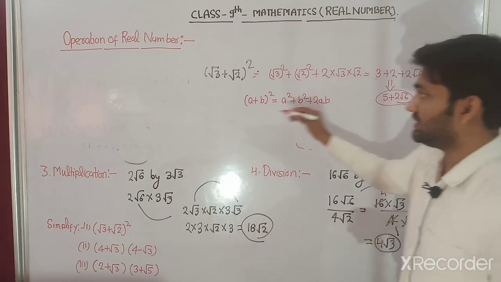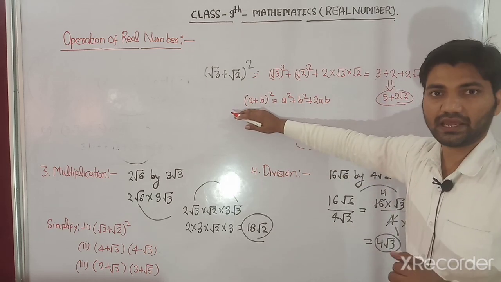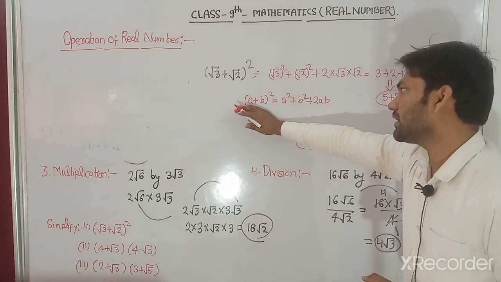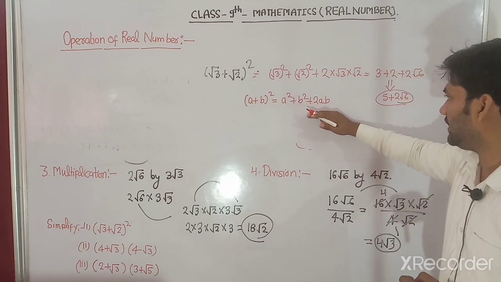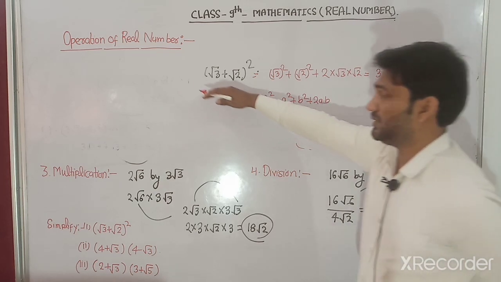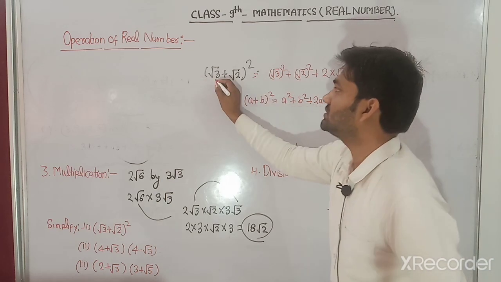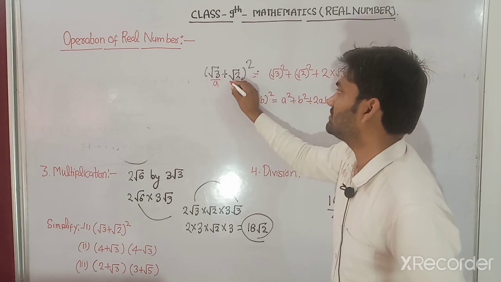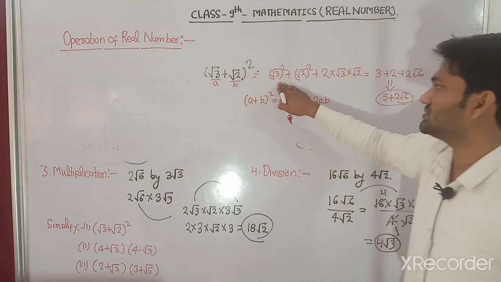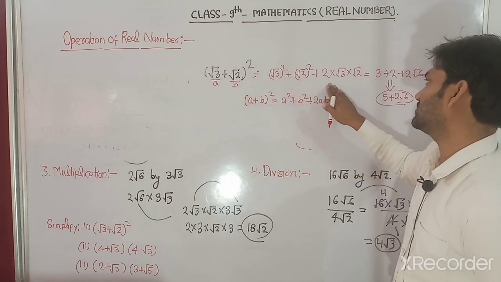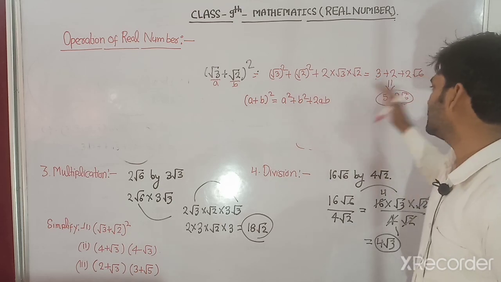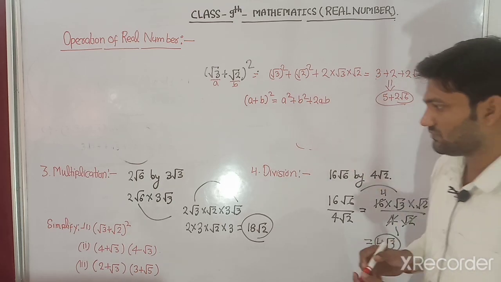The first question is based on the identity (a plus b) whole square. (a plus b) whole square is equal to a square plus b square plus 2ab. The question is given based on (a plus b) whole square. Let this term be a and this term be b. Then a square is root 3 whole square, plus root 2 square, plus 2 into a into b. We convert directly using the formula.